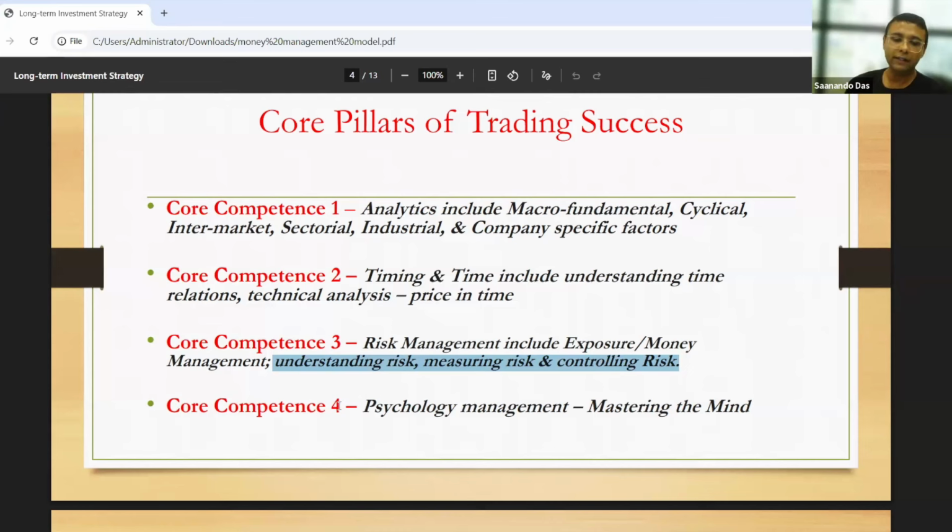Then of course a vital area, even least understood, is psychology management, mastering the mind. So these are the main 4 areas of core competence building in trading. The majority of the people only focus on core competence 1, using stock screeners, looking through the fundamentals to decide is this stock good.